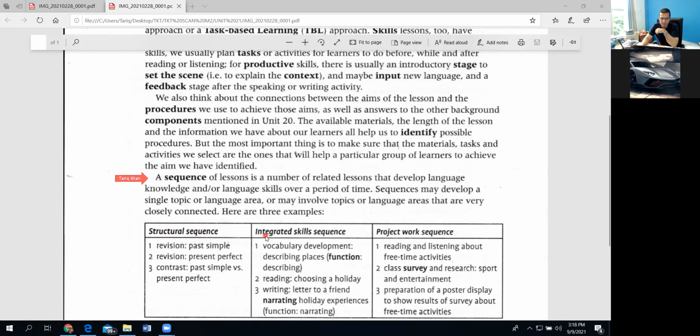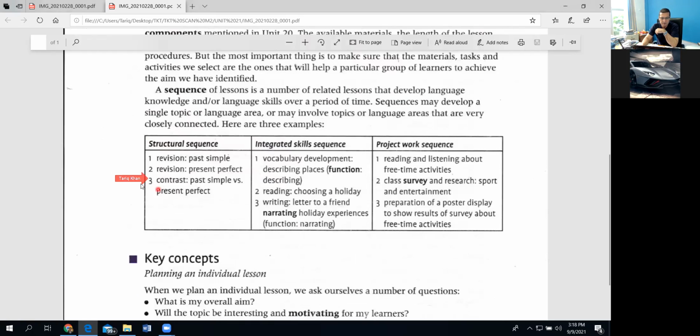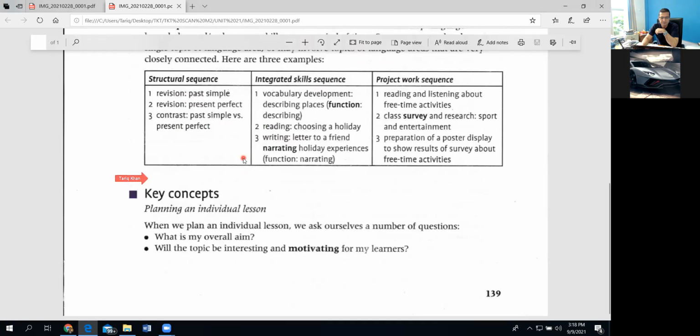Here are 3 examples. See here: structured sequence, integrated skill sequence, project work sequence. Number 1, structured sequence: revision, past simple.